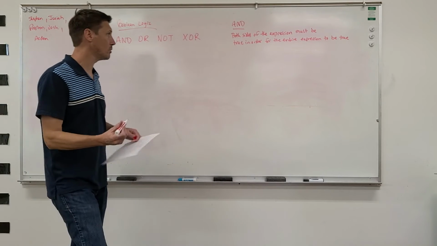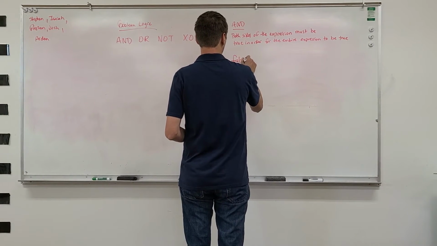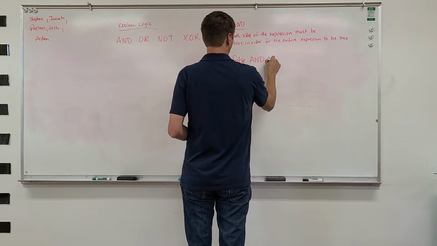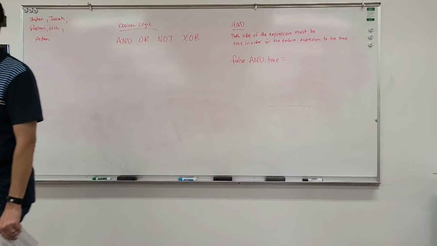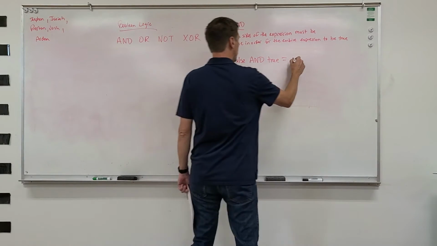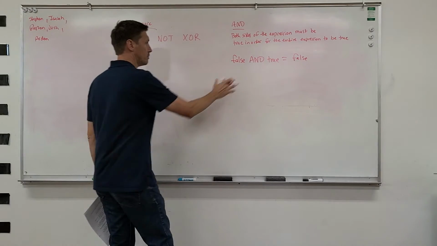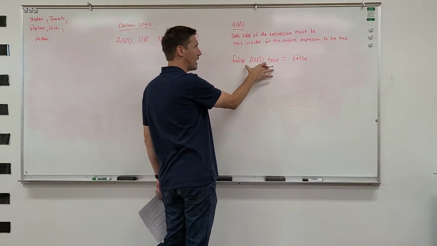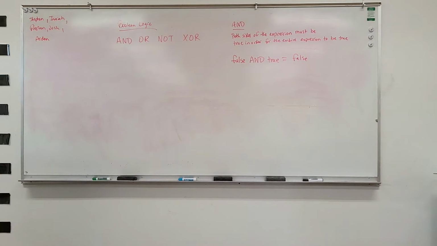Now in Boolean logic, what we mean by that is that if I have an expression like this, false and true, what is that going to equal? It equals false, because the definition says that the things on each side of the AND have to both be true in order for the entire expression to be true. That's the only time the entire expression can be true, if both sides are true. Who said false, by the way? Okay.